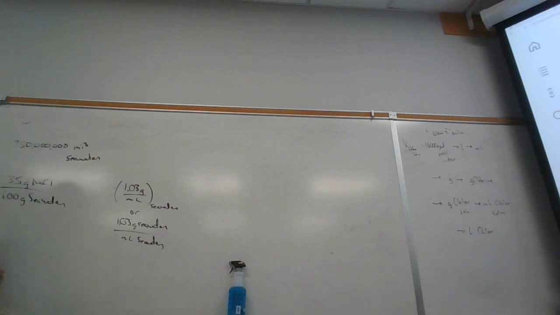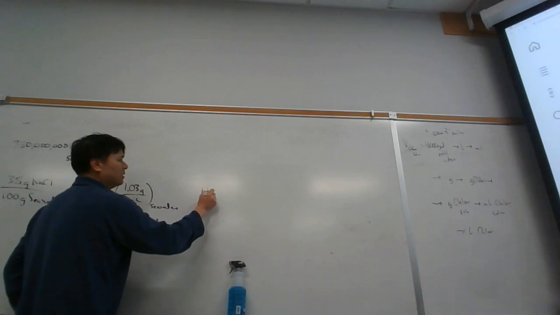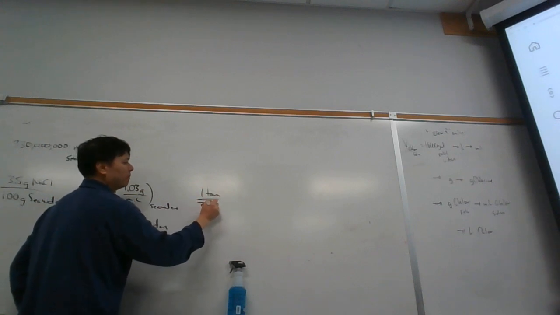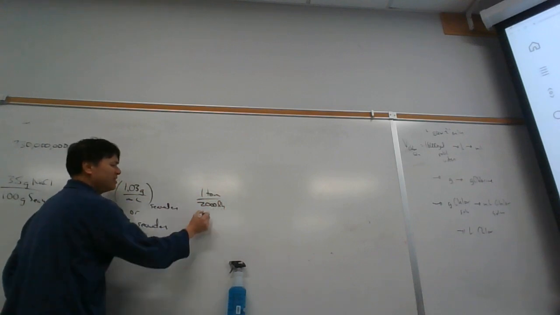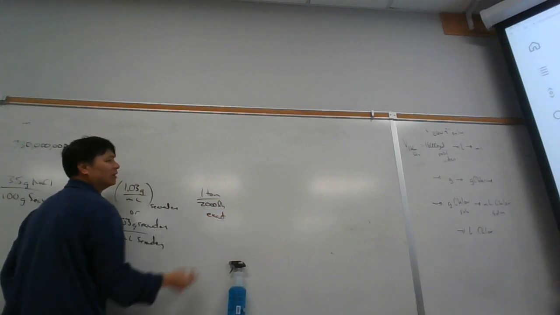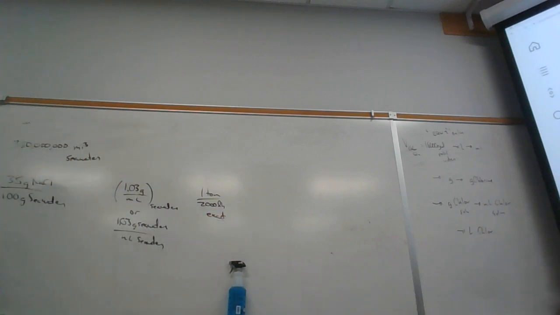And then I have 1 ton. 1 ton is equivalent to 2,000 pounds. This is exact, with infinite sig figs there. It looks like I have 2 sig figs in this particular problem. Okay, so what are they asking for? They're asking how many tons of sodium chloride are dissolved in the seawater on Earth.